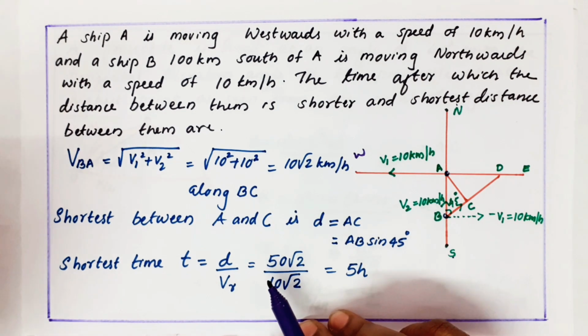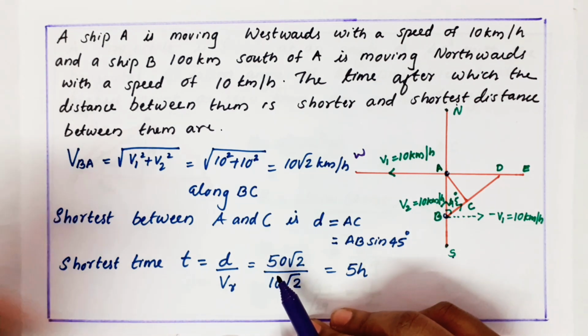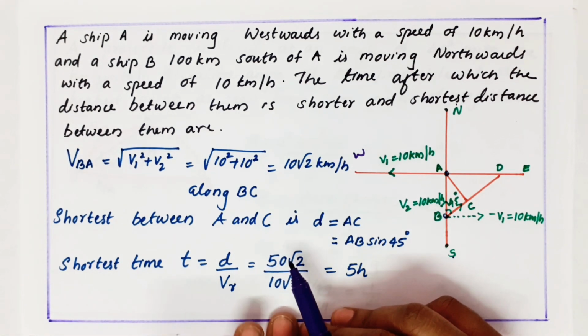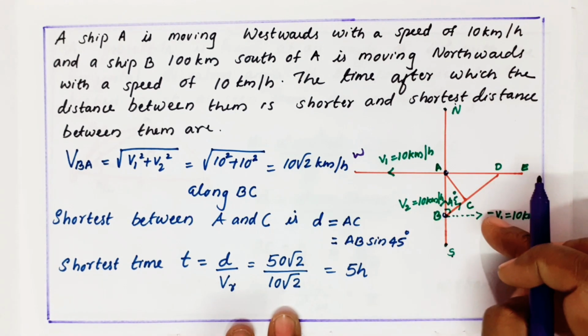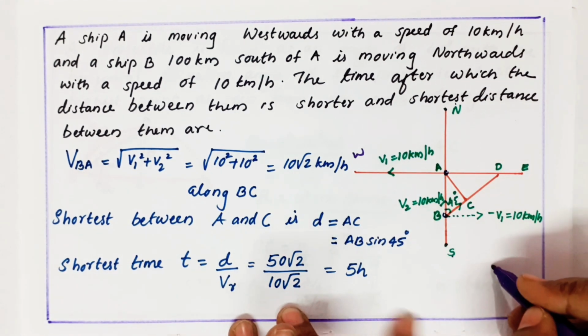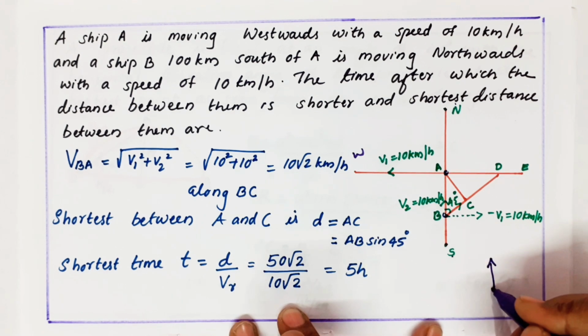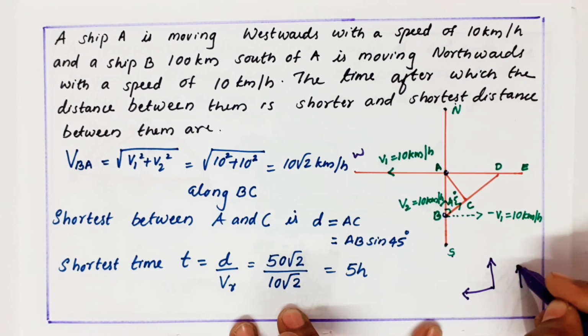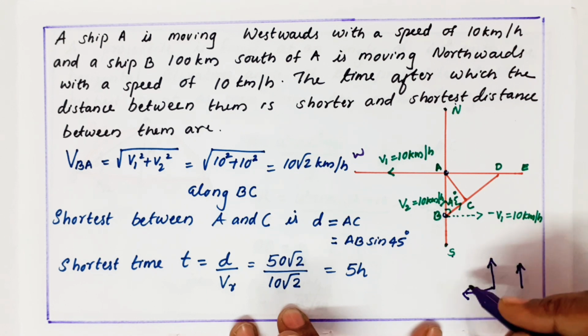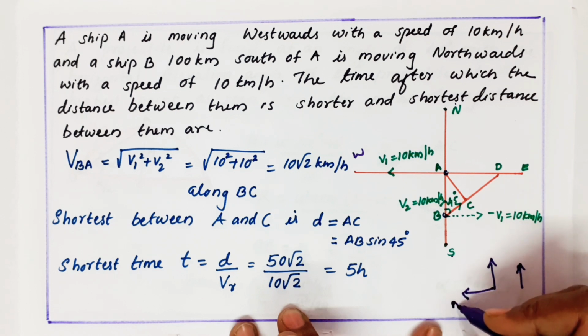So I need to find out the shortest time to meet, and at the same time we need to find out what is the shortest distance. Actually I drew a vector diagram like this, because initially one is moving like this, the other one is moving like this, right? So I can take this in another form. One is moving like this. Okay, VB. We are finding VBA. So this is A and this is B.